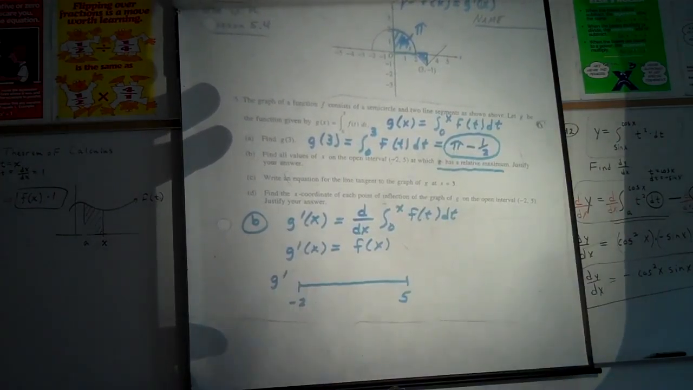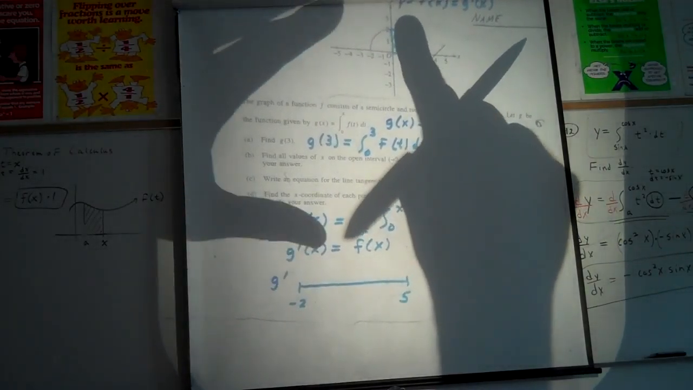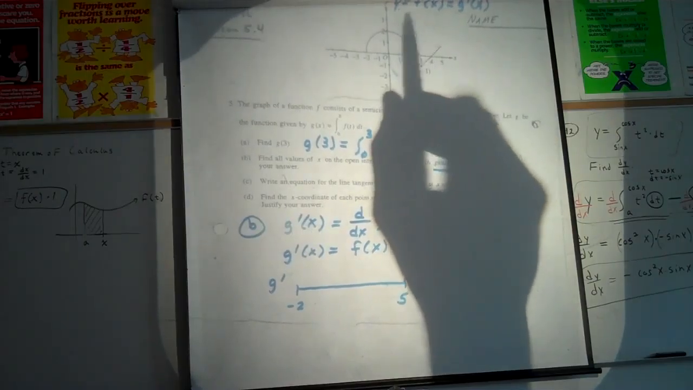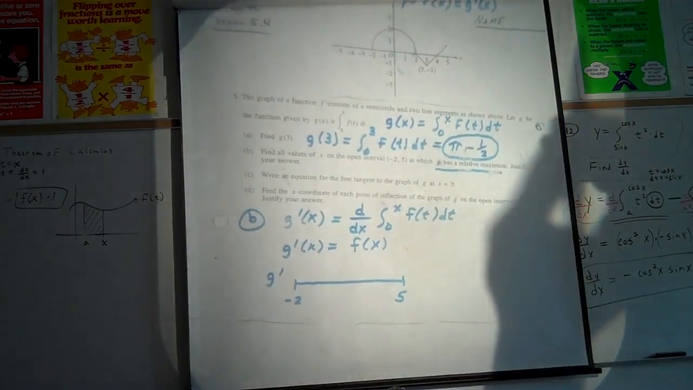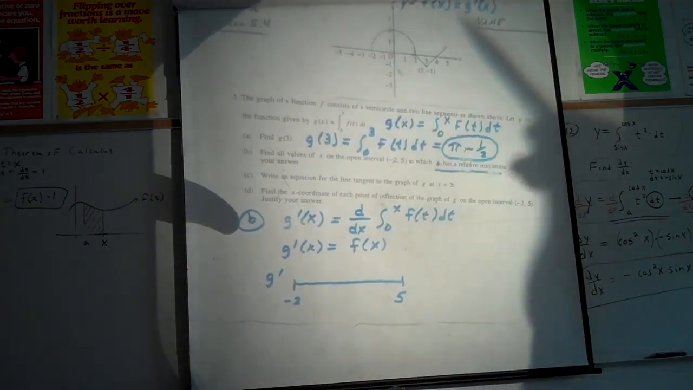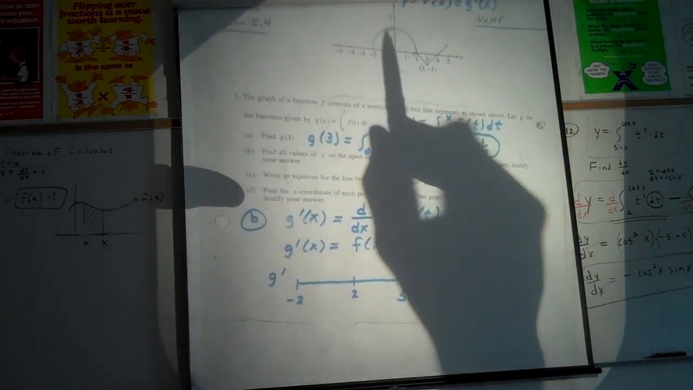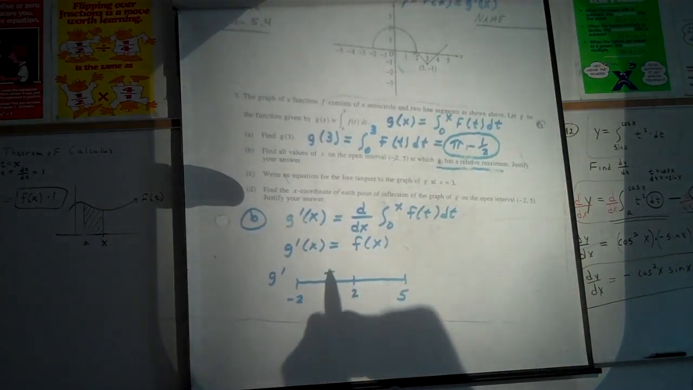And to see g prime, I'm just going to look at my y-coordinate, because that's what it says up here. My y-coordinate's equal to g prime. So at -2, actually we don't need to do the endpoints because it has curved brackets in the problem. So let's just look between -2 and 2. Is the y-coordinate positive or negative between -2 and 2? Positive. So that means my g prime is positive.